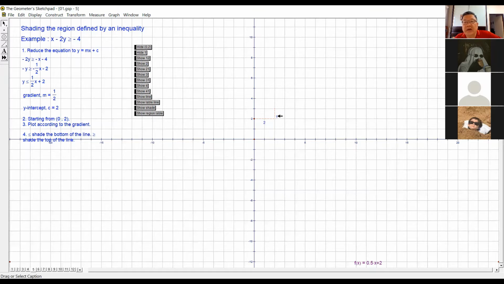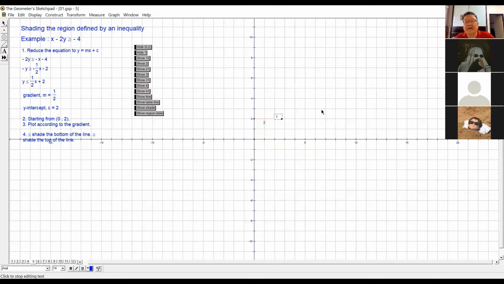So this one should be 1 unit. Okay, it should be 1 unit, not 1 square, but 1 unit. Then this one should be not 2 squares, but 2 units. So the unit here depends on your scale, right? If the scale is the same on the x-axis and y-axis, then you just count the squares.